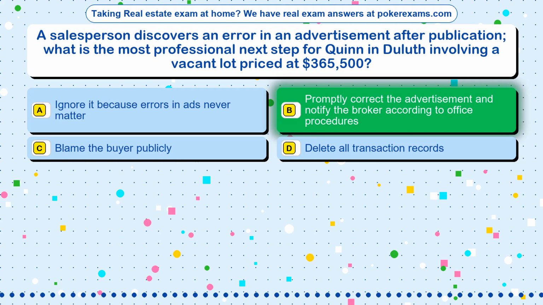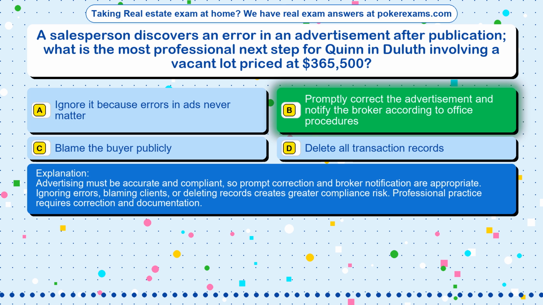The correct answer is option B. Promptly correct the advertisement and notify the broker according to office procedures. Advertising must be accurate and compliant, so prompt correction and broker notification are appropriate. Ignoring errors, blaming clients, or deleting records creates greater compliance risk. Professional practice requires correction and documentation.